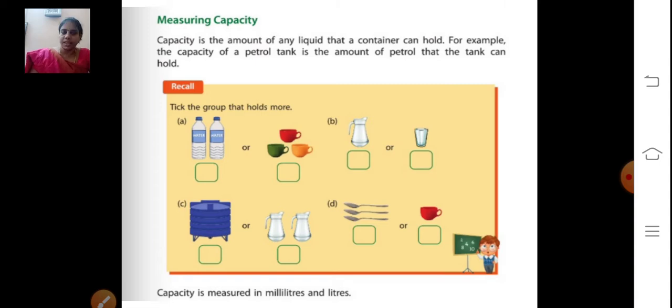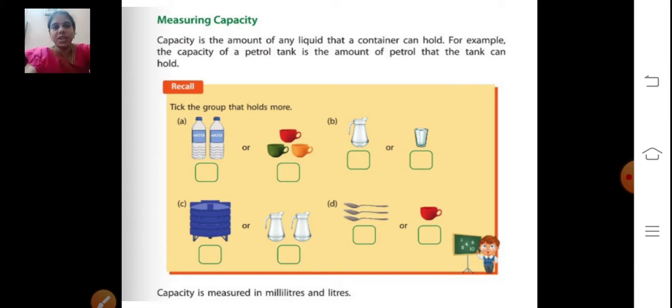that is the capacity. How much a particular object can hold, whether you take a water bottle, a petrol tank, or any other container. So capacity is the amount of any liquid that a container can hold. The standard units, which we'll see now, are milliliters and liters.